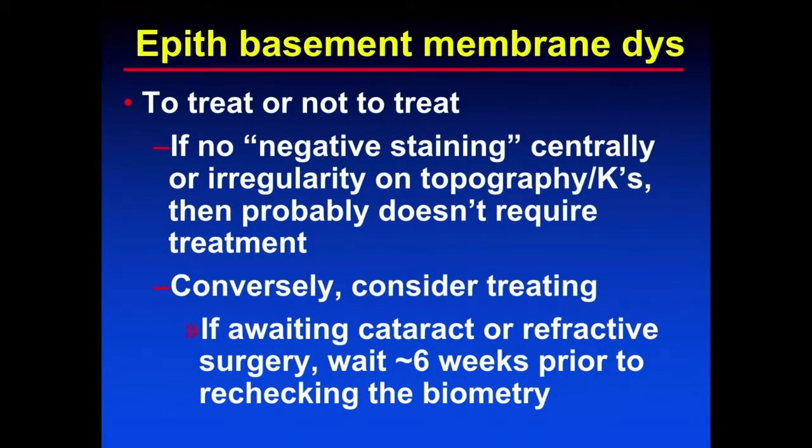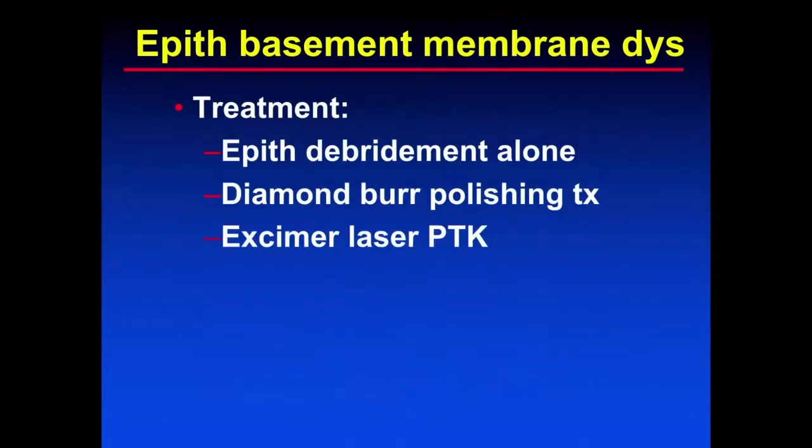So to treat or not to treat, if there's negative staining centrally, or if there's irregularity on topography or K readings, then it does require treatment. If you don't see that negative staining and you don't see irregularity, you can probably get away with leaving it alone from a symptom standpoint or a pre-op standpoint. But if it's there, you should definitely consider treating it if they're symptomatic or if they're going to undergo surgery. And then typically I'll wait about 6 weeks after surgery, allow epithelium to smooth out, heal, K readings to stabilize before repeating the biometry, and you may want to repeat it twice to make sure it's stable before considering surgery.